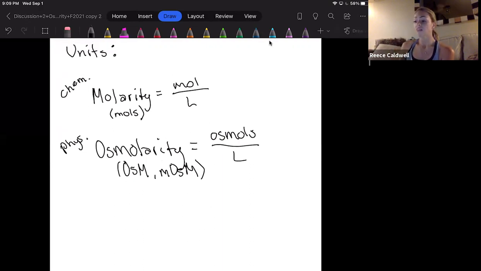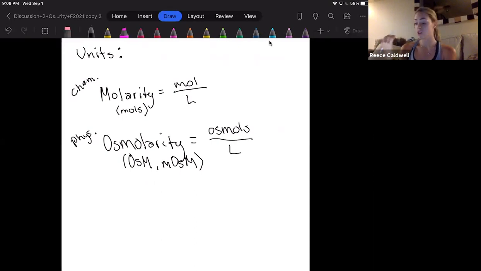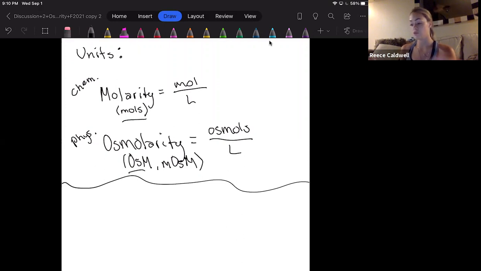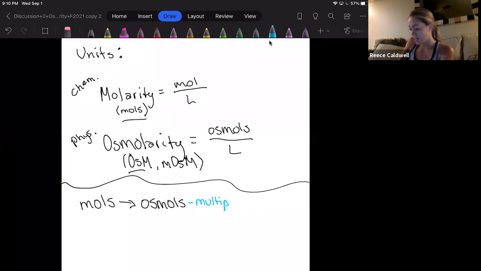In this class, we're always going to be solving for molarity or osmolarity, and to do so, we have to solve for molarity first. So let's go over how we can convert those moles from molarity into osmoles for osmolarity. In converting moles to osmoles, we're going to multiply by the dissociation factor.